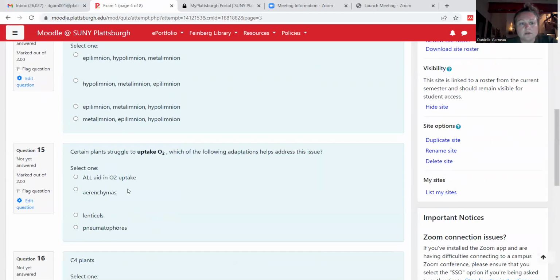Number 15. Certain plants struggle to uptake O2. Which of the following adaptations helps address this issue? Let's see. So we know there's an option here for everything to be correct. Then we've got the rhizome, which for those that went out on the field trip with me, I think I pulled up that cattail so you could see kind of the opening. And I think I mentioned it looked like okra on the inside. It's got those gaps and air spaces that help in gas exchange.